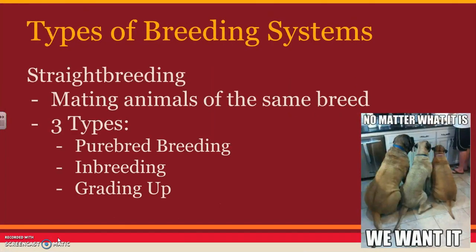So straight breeding is basically purebred breeding. It's mating animals of the same breed. And there's really three different types. There's purebred breeding, there's inbreeding, and there's grading up.